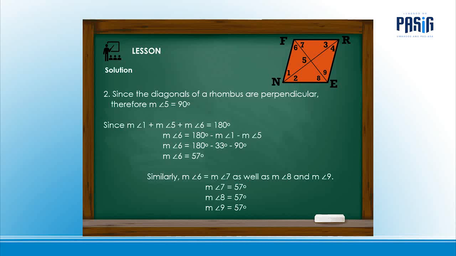Similarly, measure of angle 6 is equal to measure of angle 7, as well as the measure of angle 8 and the measure of angle 9. So therefore, measure of angle 7, measure of angle 8, measure of angle 9 are all equivalent to 57 degrees.